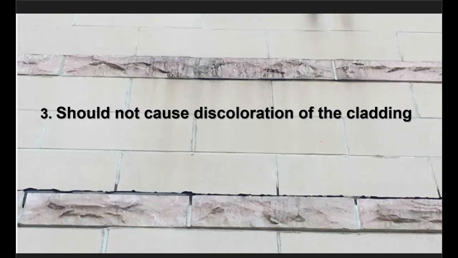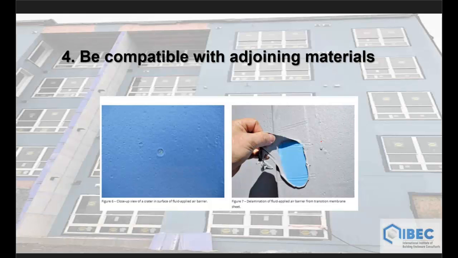Number three, this is easy. You don't want your flashing staining your building. Flashing should not make your building ugly. Rubberized asphalt flashings that have asphalt, and then you attach them to a drip edge, they can melt, and they can stain the outside of your wall. You want your flashing to be compatible with everything it comes in contact with. You also want, and this is kind of obvious, if you're using a product as a transition membrane, you also want it to be compatible with adjoining materials.